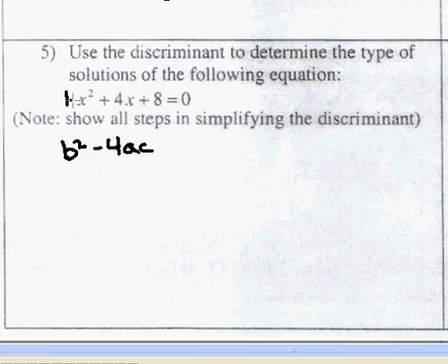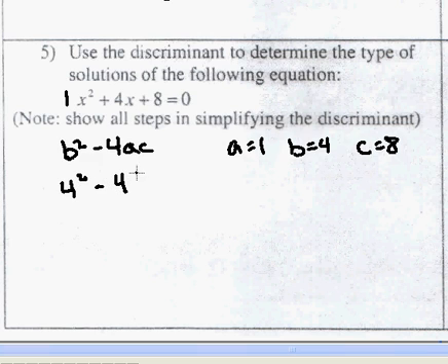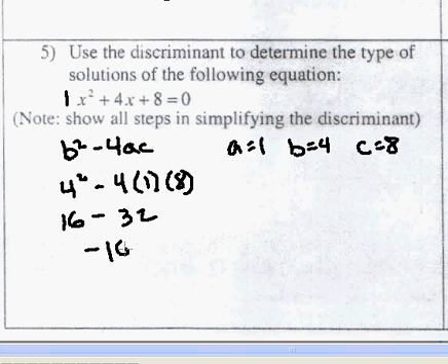So looking at this quadratic equation, we see here that our a is equal to 1, our b is equal to 4, and our c is equal to 8. So we'll just plug those numbers into this expression. So I have 4 squared minus 4 times 1 times 8. 4 squared is 16. 4 times 1 times 8 is 32. And we see now this would be equal to negative 16.